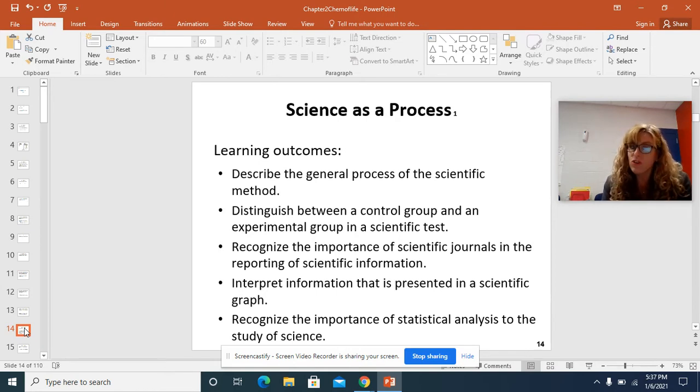So now we need to talk about science as a process, okay? So we need to talk about the scientific method and talk a little bit about how science works, okay? And how scientists evaluate data, how they create hypotheses, experiment on that data, evaluate that data. Sometimes they have to change their hypotheses because of the data that they're getting, okay?